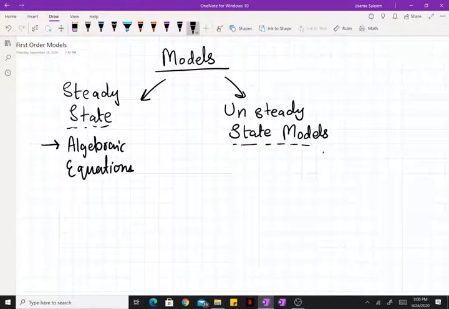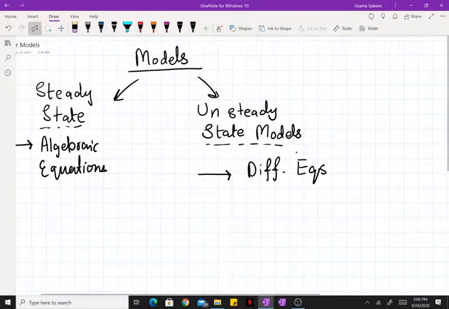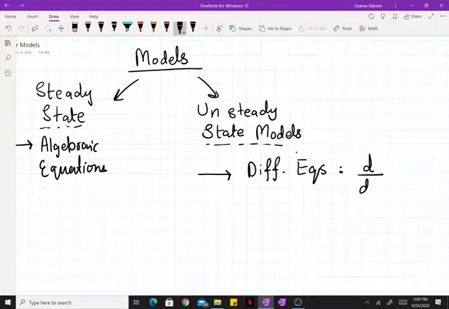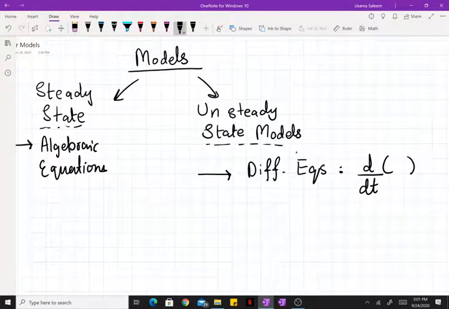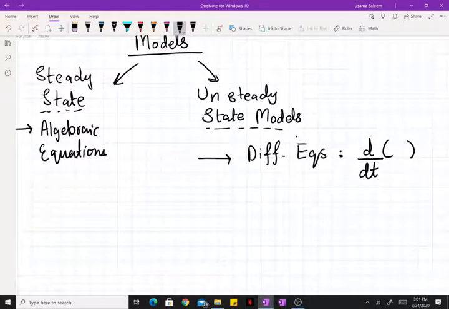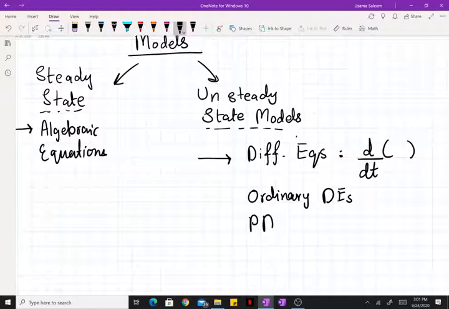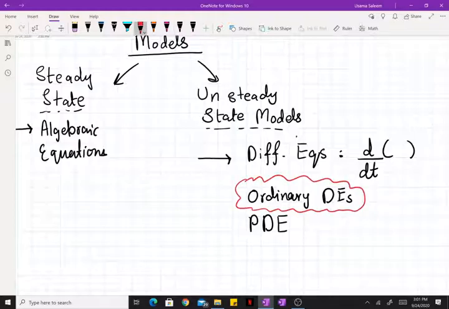Linear algebraic equations, non-linear algebraic equations, we have an abundant set of tools to tackle them and get solutions either analytically or numerically. For unsteady state models, you'll have differential equations. And this, as you can hopefully see, occurs because of the change with respect to time terms of our variables. For the most part in this course, we'll be dealing with ordinary differential equations. And hopefully I will show you some examples of partial differential equation models and the techniques we can use to tackle them. But ODEs are gonna be the meat of this course.